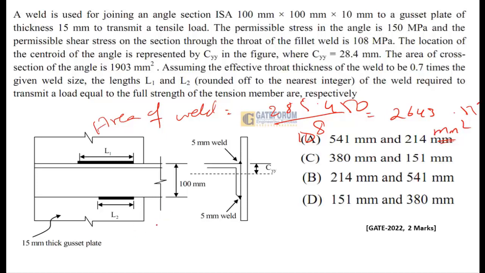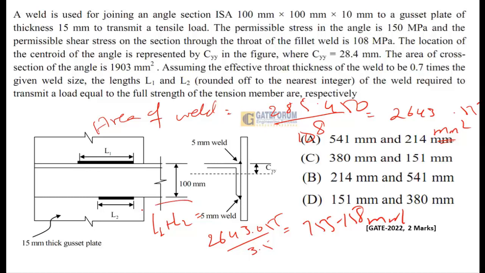Now the length of weld required, which will be L1 plus L2. So the length of weld, L1 plus L2, is equal to the area of the weld required, 2643.055, by 3.5, the effective size of the weld. The total area of the weld required divided by the effective size of the weld gives the length of the weld required, that is 755.158 mm. Now we are saying the length of the weld required is L1 plus L2. Okay, please note up to here.